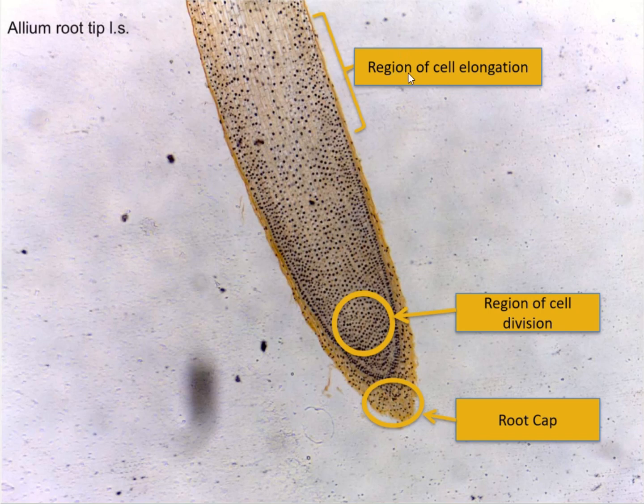So starting off at the top here, we have this region of cell elongation. So this is where you're going to have your cells becoming elongated in order to contribute to the overall structure of the root tip. And that cell elongation is going to in part be formed by this region down here where cell division is taking place. So this is where your mitosis is being carried out. And at the very bottom of the plant, a new term that we have is the root cap.